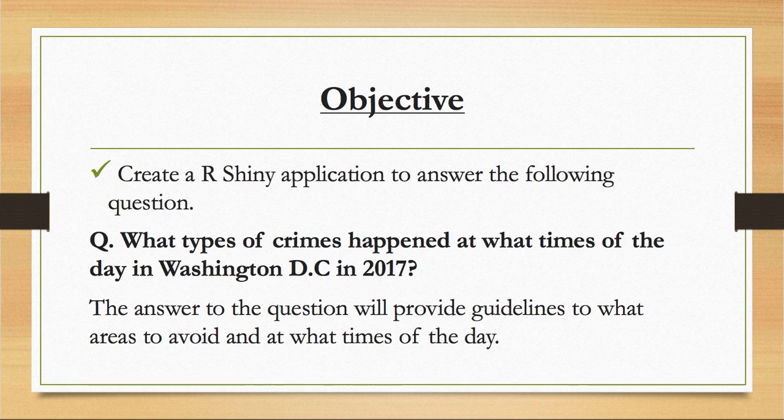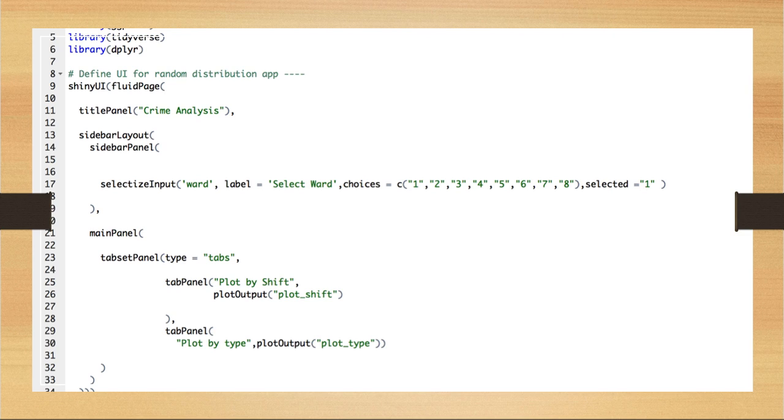Now, before we explore the application, let us take a look at the backend and the UI and server.r files. In the UI.r file, the user interface was defined in terms of the sidebar, header, and main panel. The title was set to Crime Analysis. In the sidebar panel, a drop-down menu to select the ward number was created. In the main panel, two tabs for the by shift and by type plots were created.